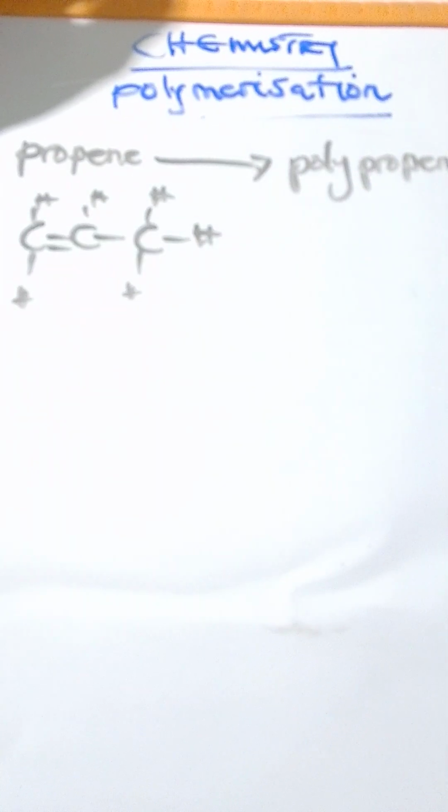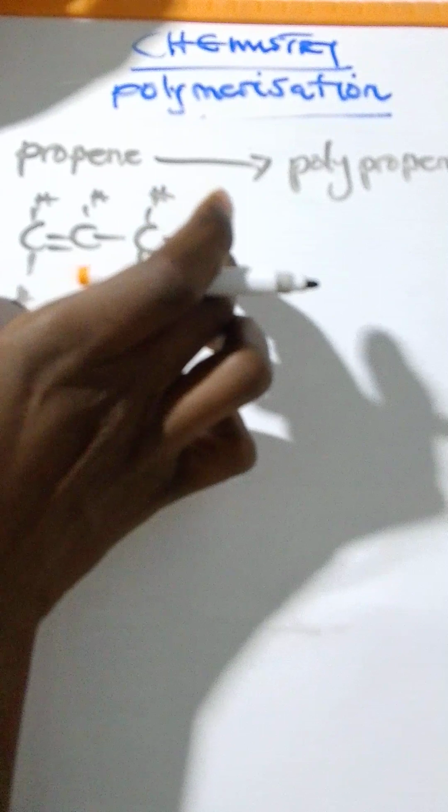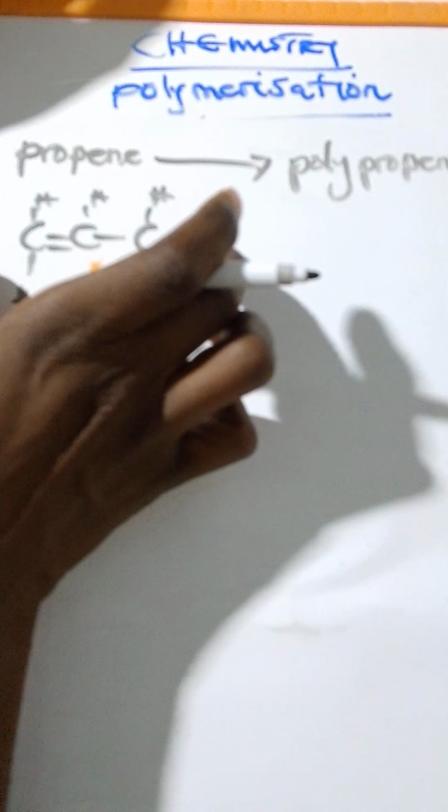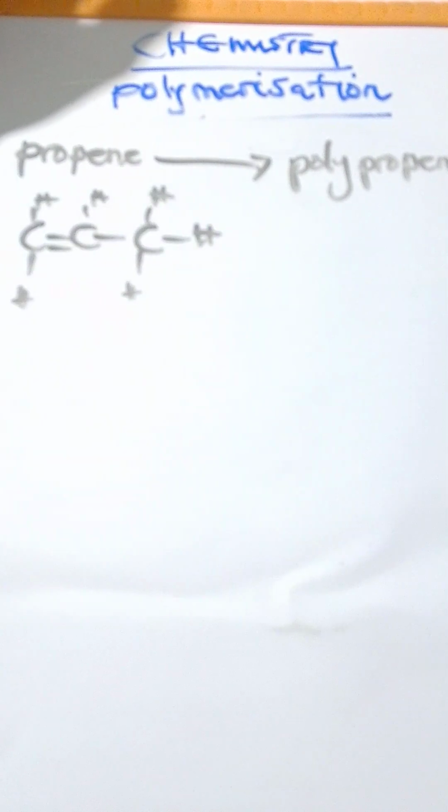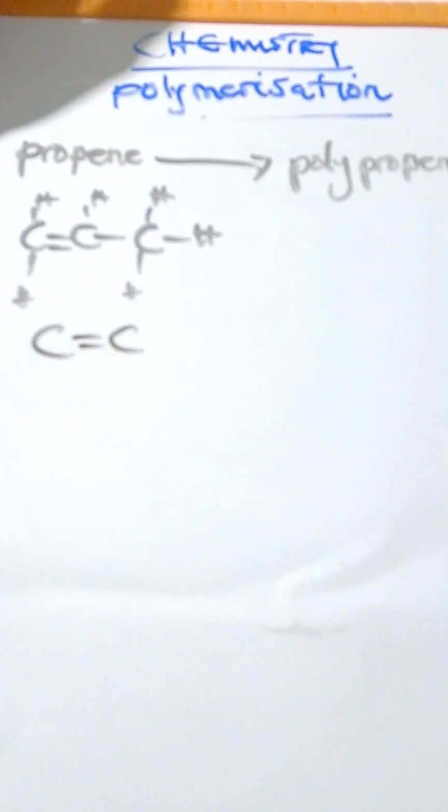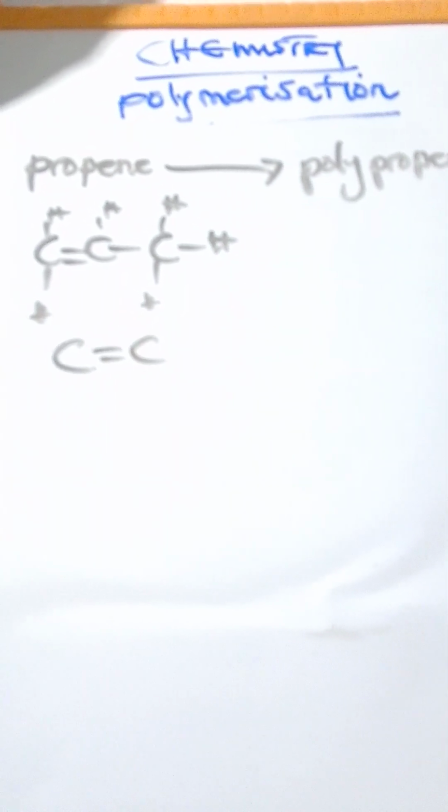But under addition polymerization, we don't use more than 2 carbons and less than 2 carbons. So 2 carbons are used whenever we are making a polymer under addition polymerization. Therefore, we cannot write propene like this as a monomer. So we're going to write it like this. We are going to use only the 2 carbons.